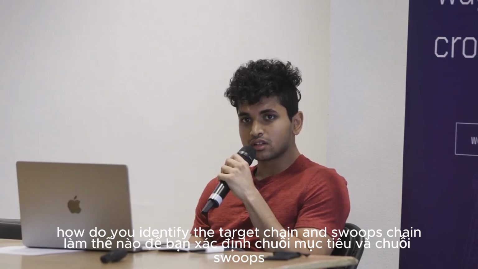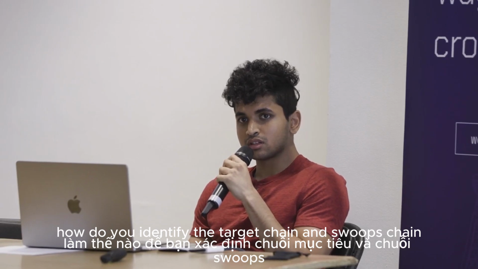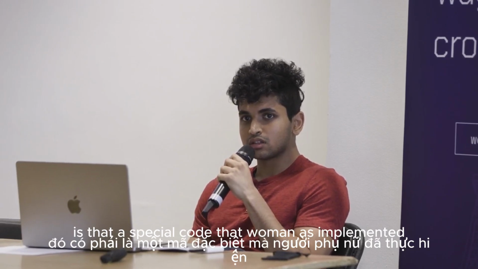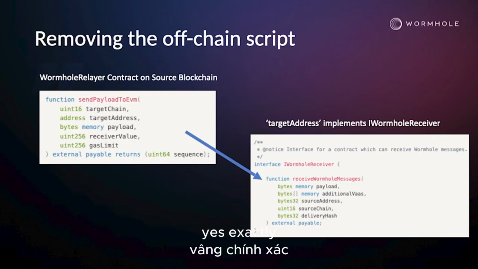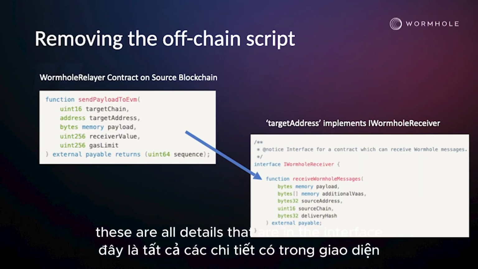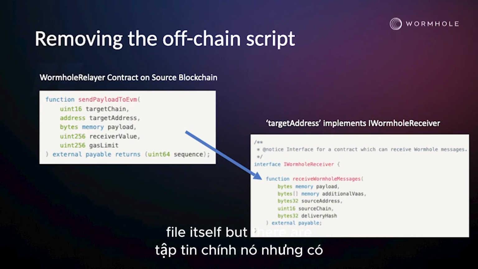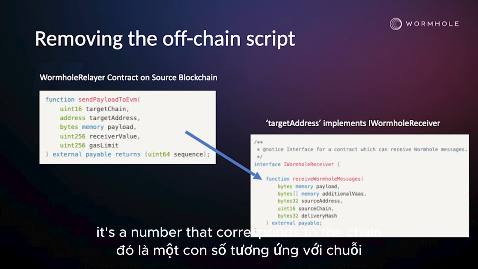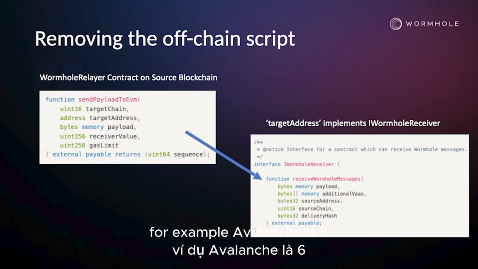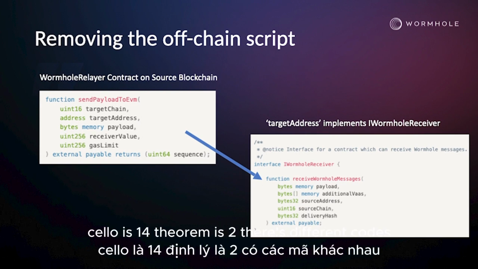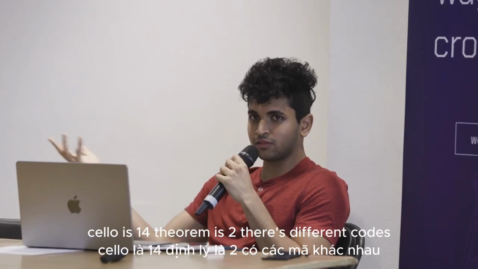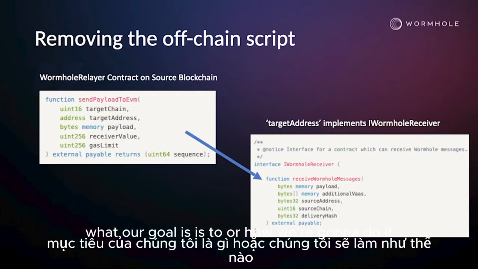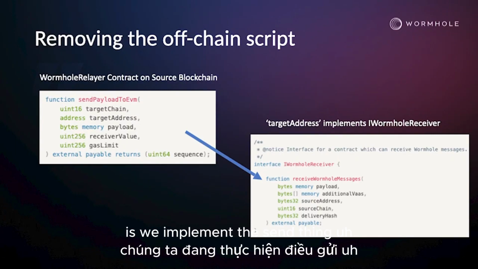Yes, hello. How do you identify the target chain and the source chain? Is that a special code that Wormhole has implemented or something like that? Yes, exactly. That's a great point. These are all details that are in the interface file itself, but it's a number that corresponds to the chain. For example, Avalanche is 6, Celo is 14, Ethereum is 2. There's different codes. What our goal is, or how we're going to do it is we implement the send thing.